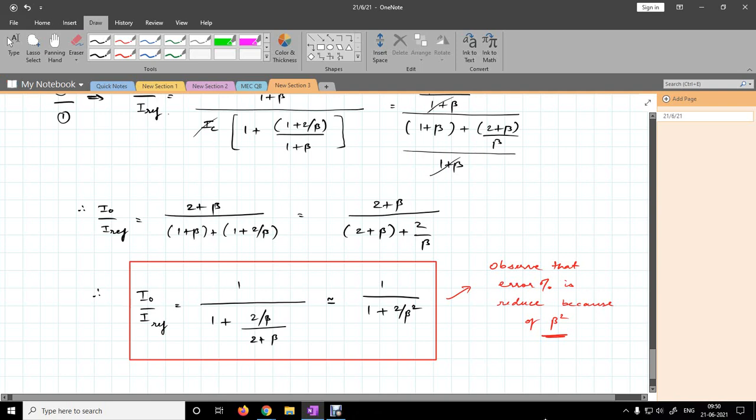So one part of the Wilson circuit we have seen. We have seen how it actually improves the accuracy of the current transfer ratio. Next, we will see how it also increases the output resistance. That part we will see in the next class.